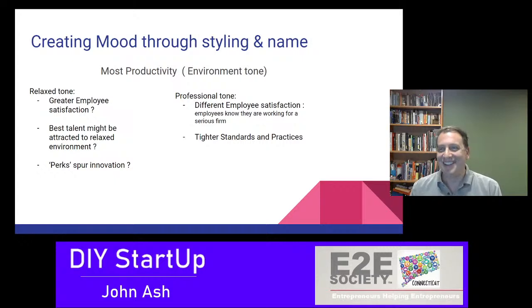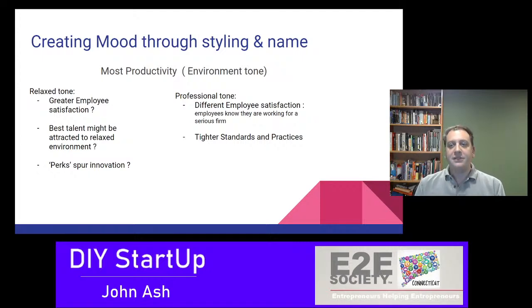Okay. Best talent might be attracted to the relaxed environment. I don't know if that's true or not. It might be. If you're trying to attract somebody who's very talented, like a web programmer or IoT person, and some people who sit and stare at screens for a long time, it's no secret. I'm just saying what everybody's thinking. Most people who sit and stare at screens don't prefer to be socially interactive with people. They don't prefer to drive into the office.